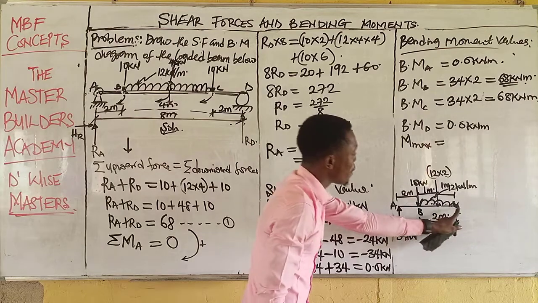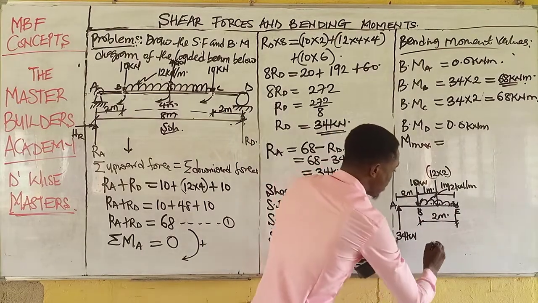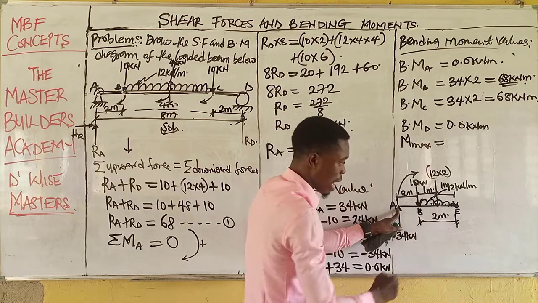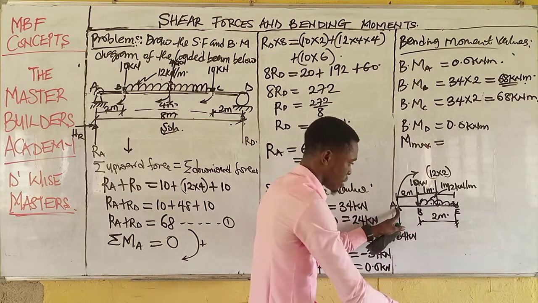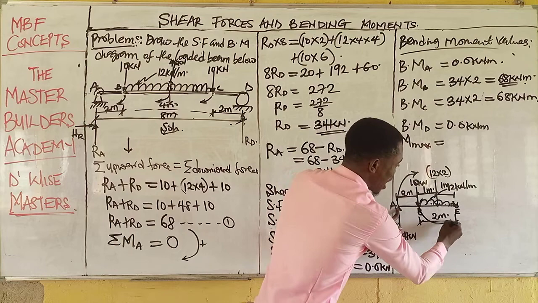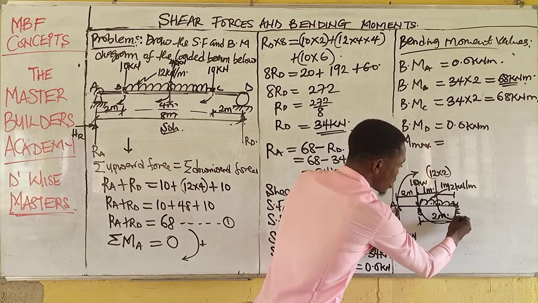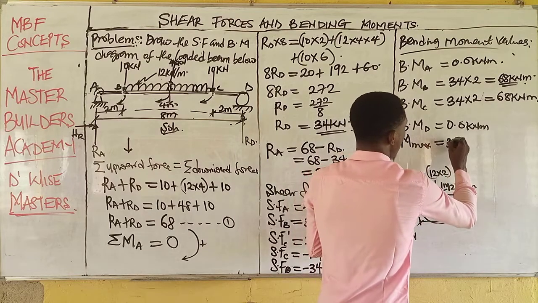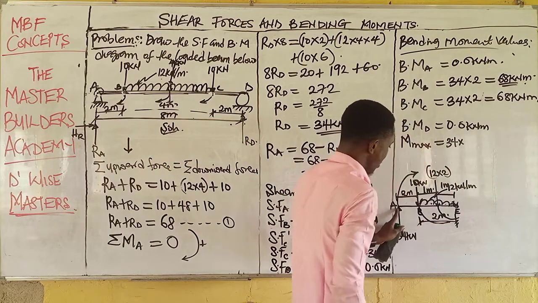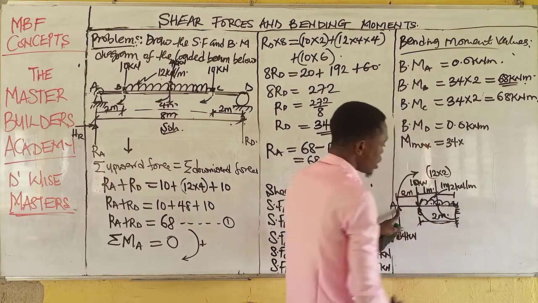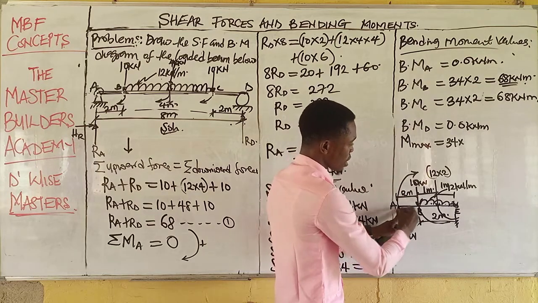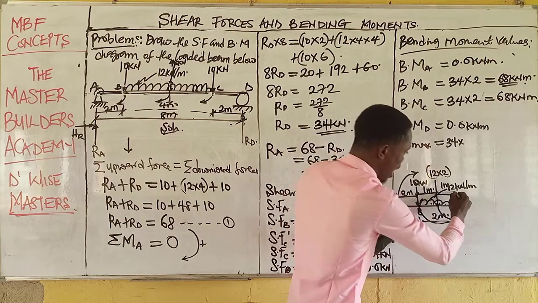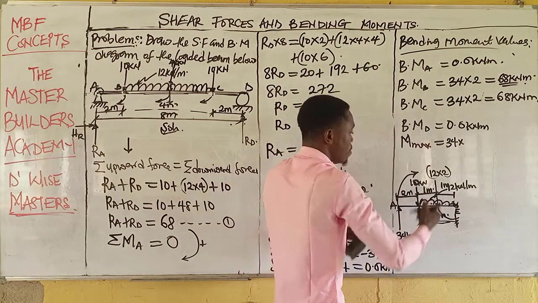So if I am taking moment at this point, listen carefully, I'm going to have 34. This will be clockwise, and we said all clockwise moments are positive. Then this one will be anti-clockwise. This other one will be anti-clockwise. So to get the maximum bending moment, I will have 34 multiplied by the distance of 34 from this end, which is 4. From this end to E is 4. This is 2 meters to C, and from C to the center is 2. Then we have 4.